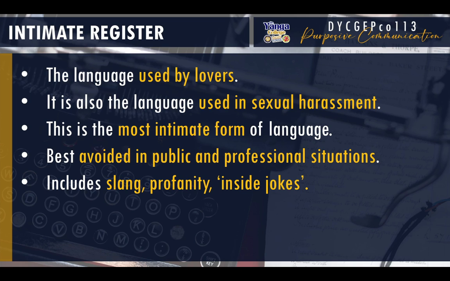It also includes inside jokes. Ibig sabihin, dahil nga intimate kayo with each other, you have a relationship na kailangang meron kayong mga bagay na kayo lang ang nakakaalam. Okay? Kaya meron kayong inside jokes. Kaya nyo siyang pagbiyo-biyoan nang walang ibang nakakaintindi na, ano nakakatawa dun? Pero kayo, alam nyo kung ano nakakatawa dun. Kasi nga, meron kayong intimate understanding about something.